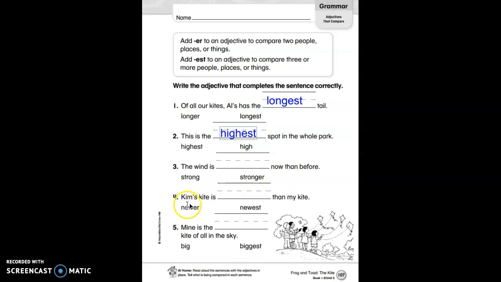Number 4. Kim's kite is blank than my kite. Pause the video if you're still working on 4. Mine is the blank kite of all in the sky.